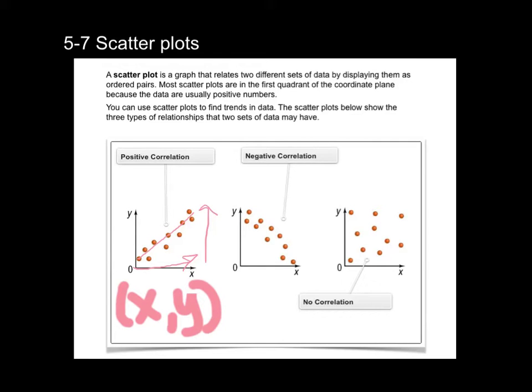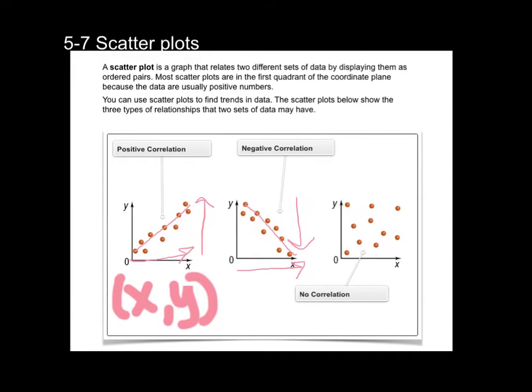The next one's a negative correlation, and if you were to draw a line, you notice the line goes downhill, and we know that's a negative slope. So it's a negative correlation. As our x increases, the y value actually decreases. An example of that would be, the more time you spend training, which might be your x-axis, the faster your times are going to get, which might be your y-axis.